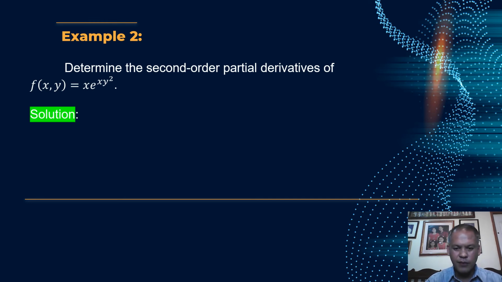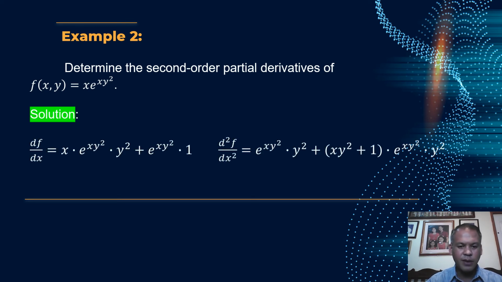Now, if we're going to simplify, we can have 2y squared e raised to xy squared plus xy to the fourth times e raised to xy squared. So next to this, we're going to find the first derivative of the function with respect to y. So in this case, we're going to consider all x as our constant.